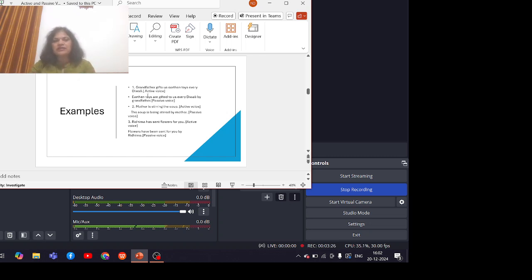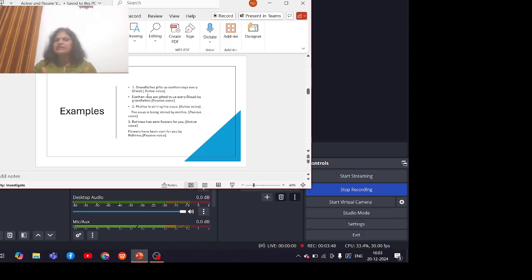Now look at the second example. Mother is stirring the soup. It is an active voice. Here mother is doing some task. She is stirring the soup. Now when we change the sentence into passive voice, the object is soup here. Mother is the subject. Now the object will become the subject. The soup is being stirred by mother.